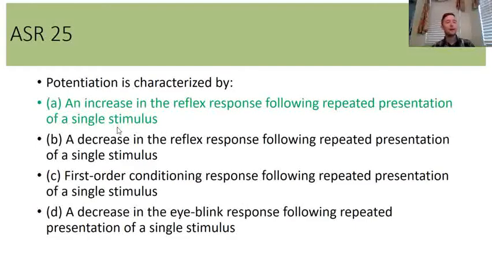Why is B out? B is out because it's not characterized by a decrease. Actually, B here describes habituation. And there's no such thing as a first order conditioning response, so C is out. And potentiation is characterized by an increase, not a decrease. This says decrease, so D's out right at that point. But also, potentiation is not particular to any specific reflex, so the eye blink response is not something which characterizes potentiation.